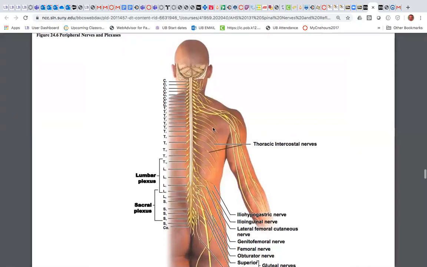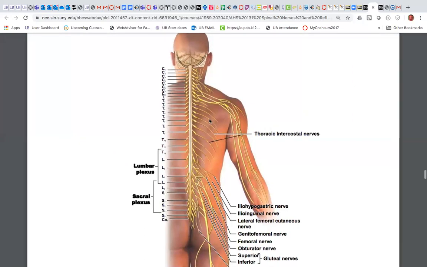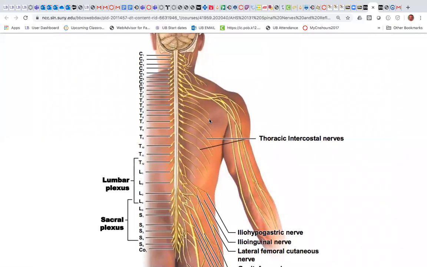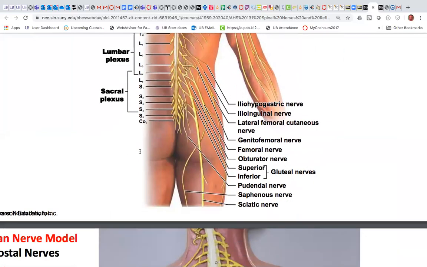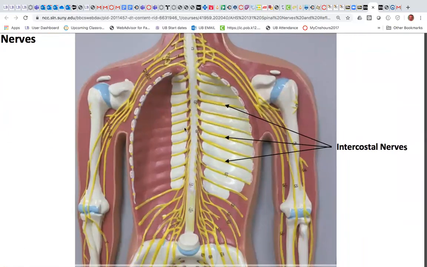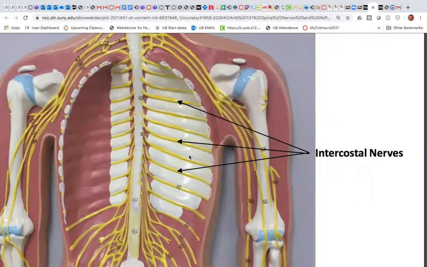Again, in the thoracic region, you have these intercostal nerves. You don't have to call them thoracic intercostal nerves, just intercostal nerves. They go in between each rib where you have intercostal muscles. Lower back, lumbar plexus and sacral plexus. Here you go, there's on flat Stanley, we can see the intercostal nerves.